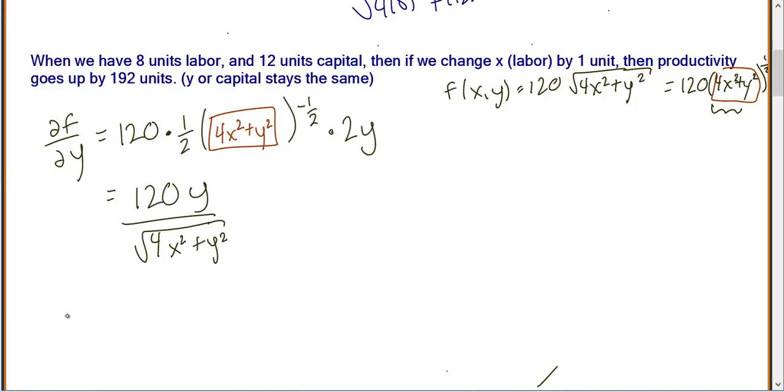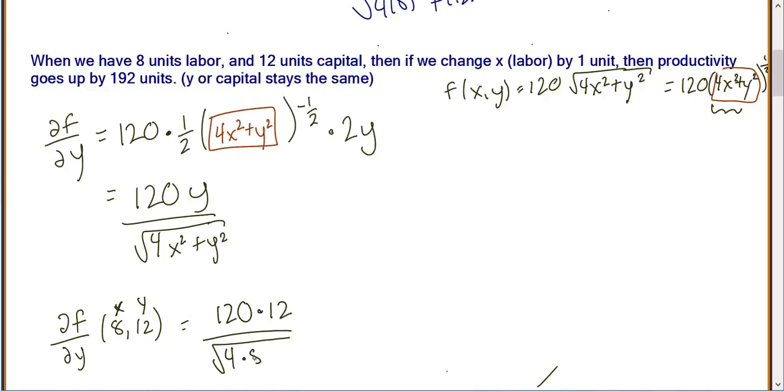And now we need to know what that is at the point 8, 12. So right at the point 8, 12, plug in our x is 8 and y is 12. So it's going to be 120 times 12 over the square root of 4 times 8 squared plus 12 squared, which is 72.